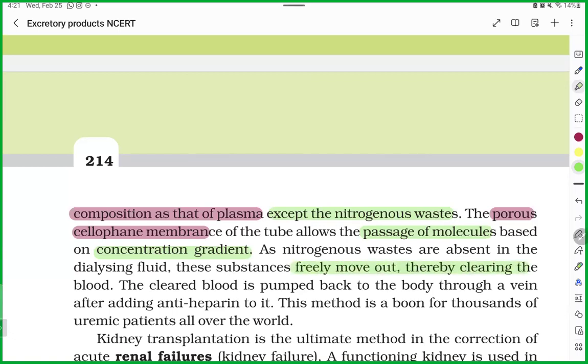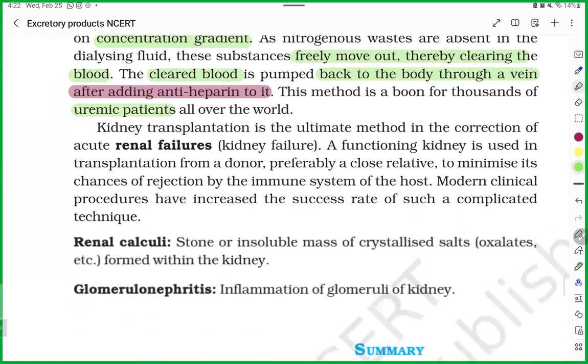Therefore, it clears our blood. And the clear blood is again transported back through a vein, after adding antiheparin. Because if you put the same blood back into the body, it will clot. So we have to add antiheparin. And this is really beneficial for all uremic patients. Dialysis units are nowadays very common because this problem is very common.